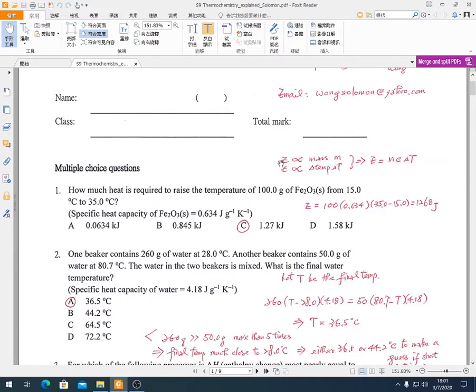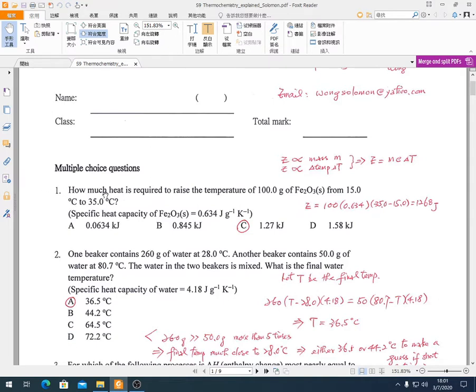It's actually physics, not chemistry, but we have to use this formula. If you don't understand too much about physics, then you just memorize E equals mc delta T. Some books say theta, mc theta. Okay.